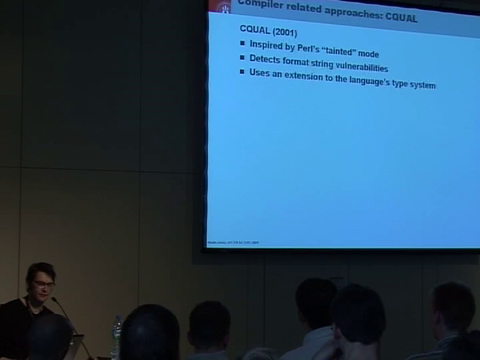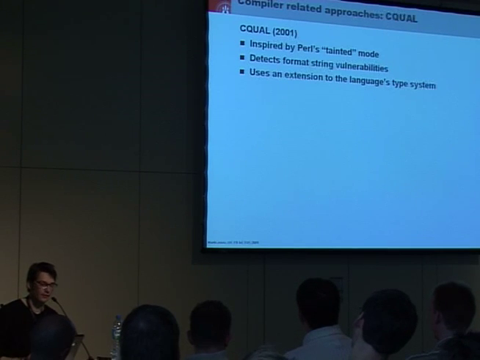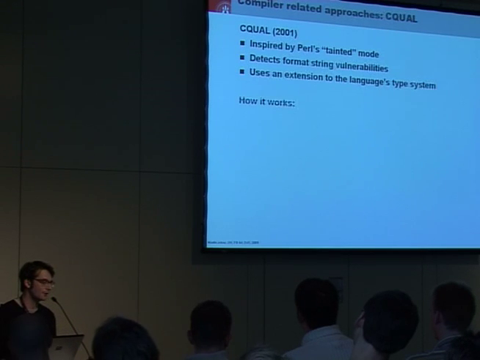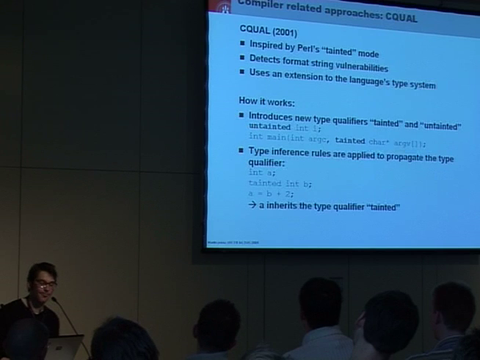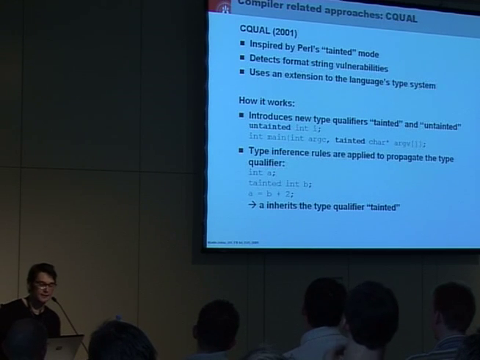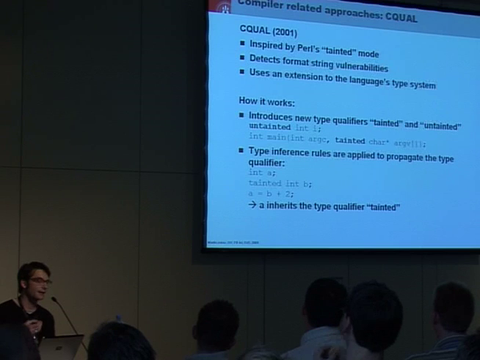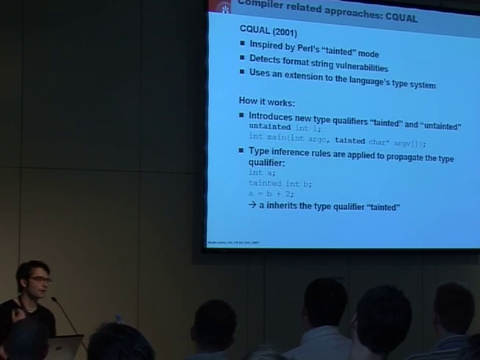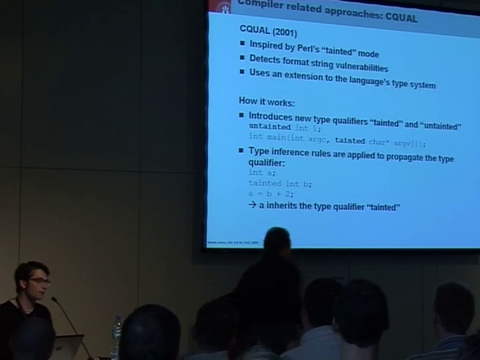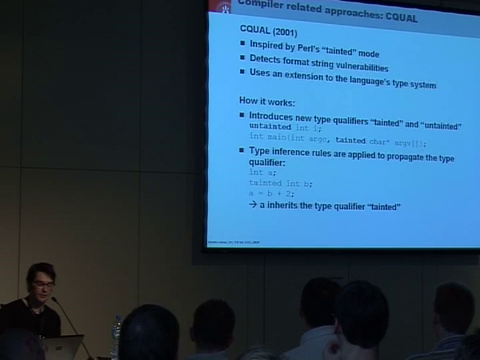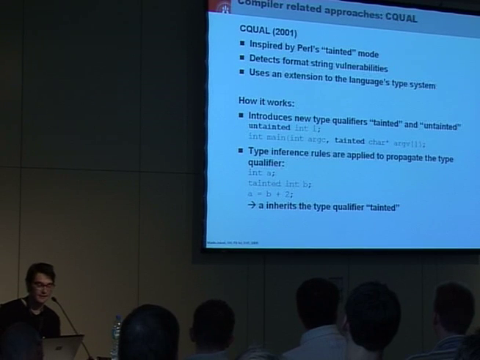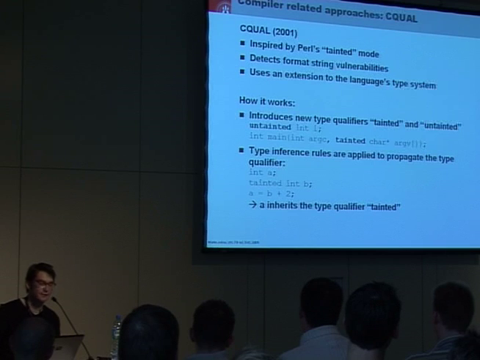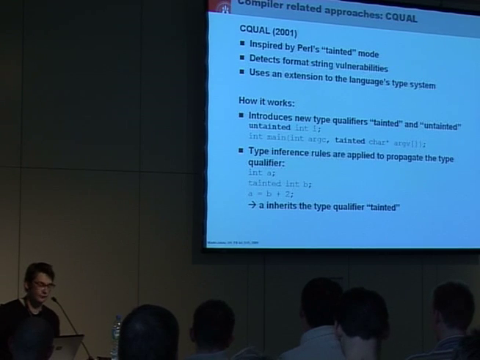The way cqual does the analysis is an extension of the language's type system. It introduces two new type qualifiers, tainted and untainted. A type qualifier in C is something like, we have the type of the variable, and sometimes we also have qualifying information, like this variable is static, this variable is const. So const and static, the keywords, are also type qualifiers. cqual introduces more type qualifiers, namely tainted and untainted. Tainted means this data should not be trusted. Untainted means this data is safe, do whatever you want with it, you are on the right side.